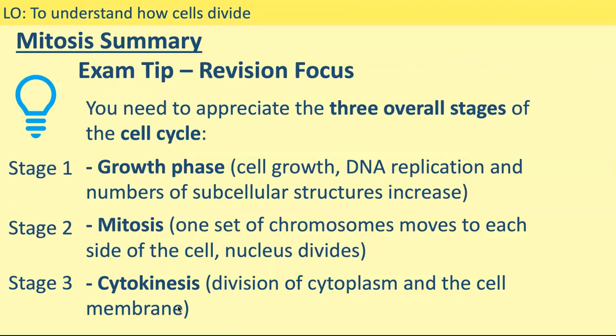In your exam, you'll be shown a simplified cell cycle with usually 3 stages. So the first stage will be growth phase. This will involve cell growth, DNA replication, and the numbers of subcellular structures increasing. Then we will have stage 2 as mitosis, where 1 set of chromosomes moves to each side of the cell and the nucleus divides. Then we've got stage 3, which is cytokinesis. This is where the division of the cytoplasm and cell membrane happens to form those 2 new cells.